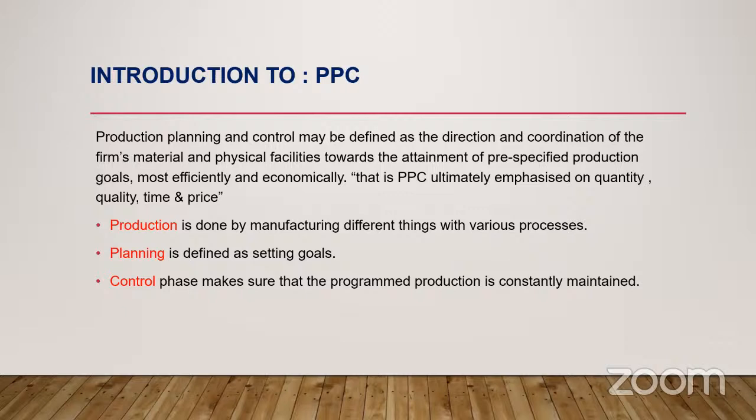What you have to plan and what you have to control, because our control or planning involves input, process, and output, right? So we have to consider the amount of quantity, the concept of quality, and the time and price. That is the whole goal of production planning and control.